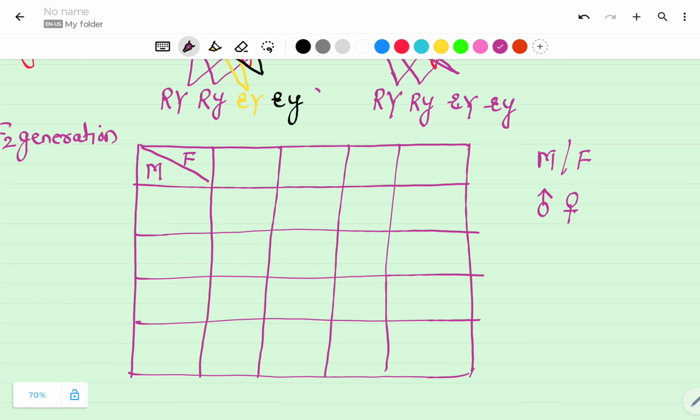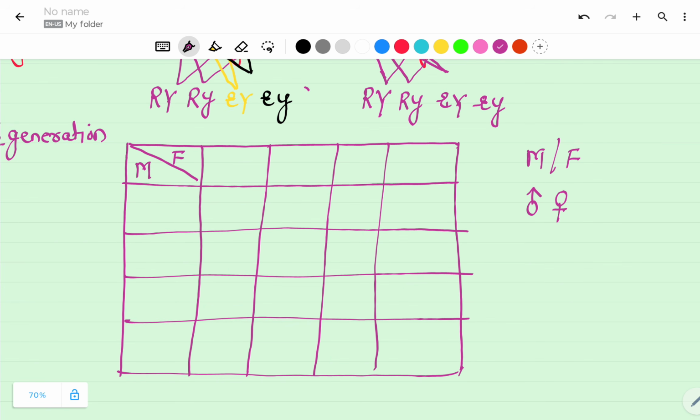Okay, now these four letters, capital R, capital Y, small r, small y, are represented here. So here we are writing capital R, capital Y, capital R, small y, small r, capital Y, small r, small y. Okay, here we are writing the letters.